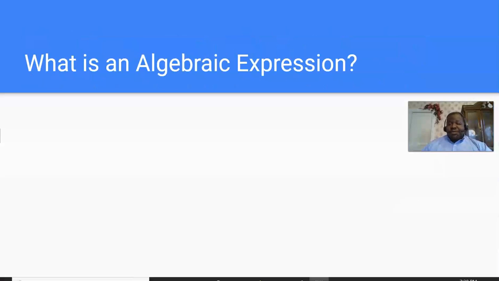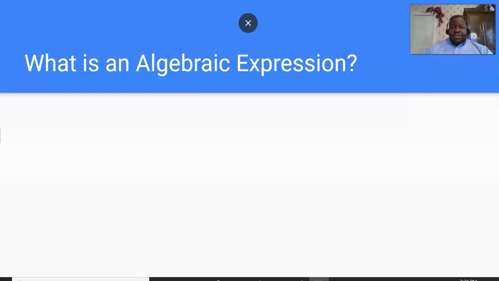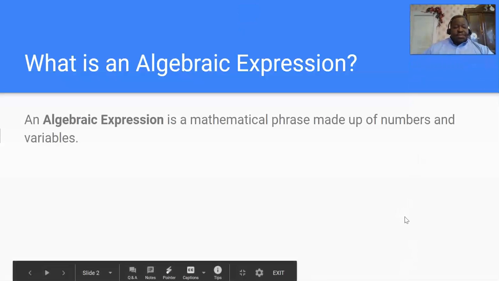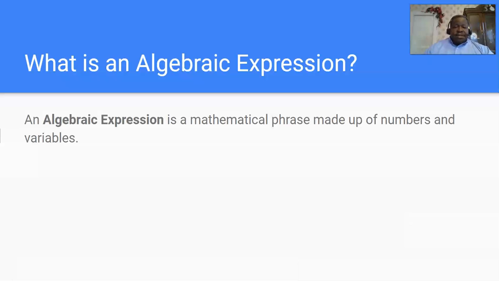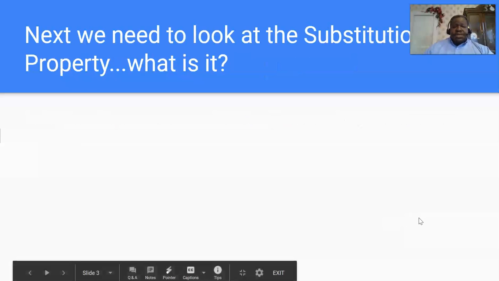Well, the first thing that we want to focus in on is the idea of, okay, what do we mean when we say, what's an algebraic expression? All right, so an algebraic expression is a mathematical phrase made up of numbers and variables. So a mathematical phrase made up of numbers and variables. And now we need to look at substitution property.